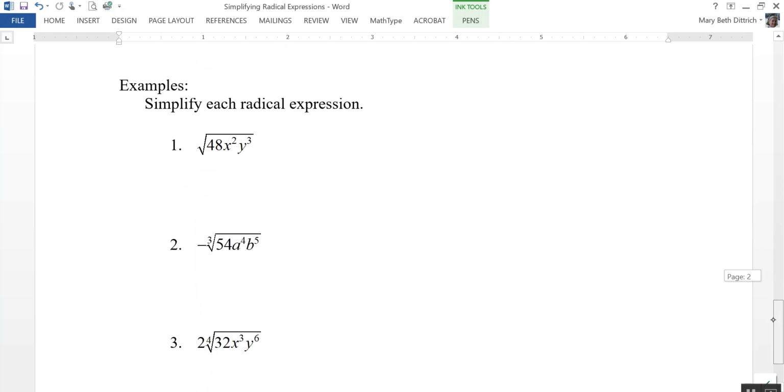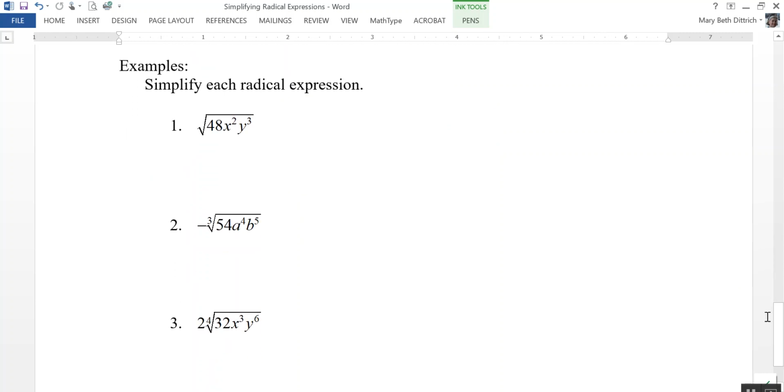We need to simplify each of these radical expressions. The first one is the square root of 48 x squared y to the third. So I'm going to look for ways to write the radicand raised to the power with an exponent that is the index. So I'm going to write 48 as 3 times 16, and I know that 16 is 4 squared, so I'm going to write this as 3 times 4 squared times x squared times y squared times y.